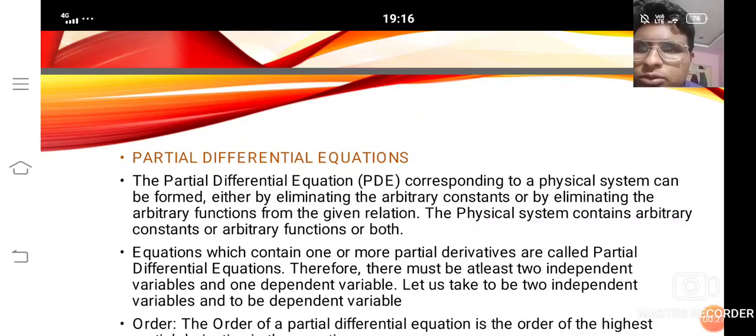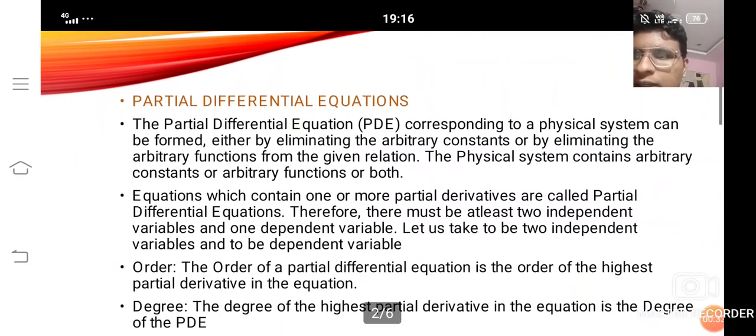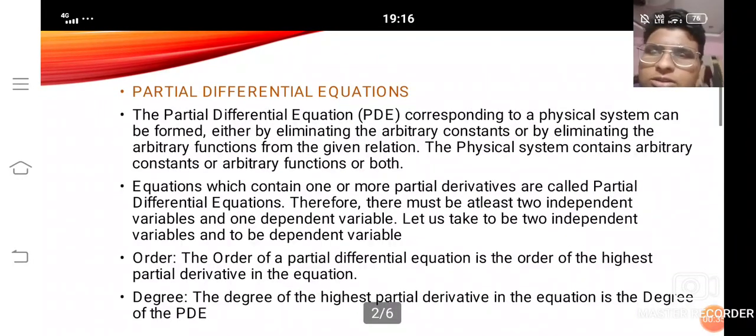By eliminating both constants and functions, the physical system contains arbitrary constants or arbitrary functions or both. Equations which contain one or more partial derivatives are called partial differential equations. Therefore, there must be at least two independent variables.